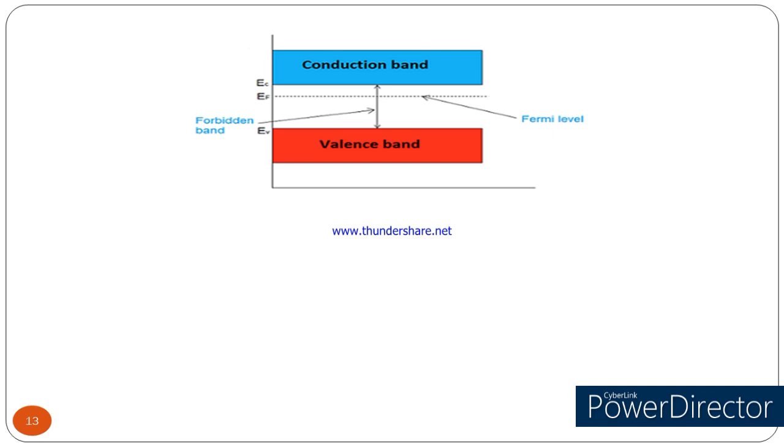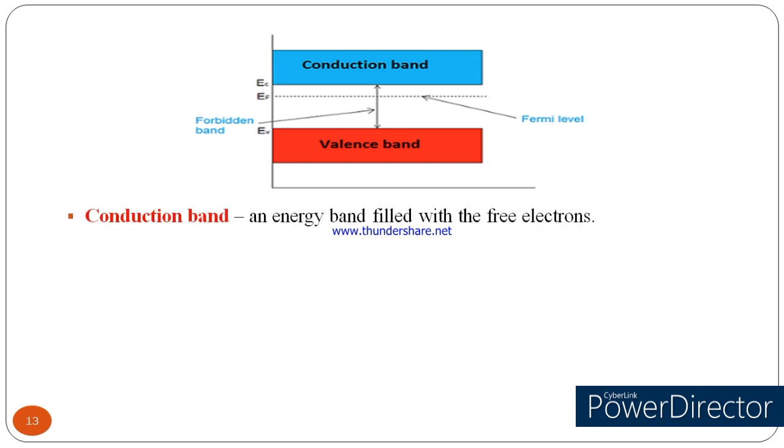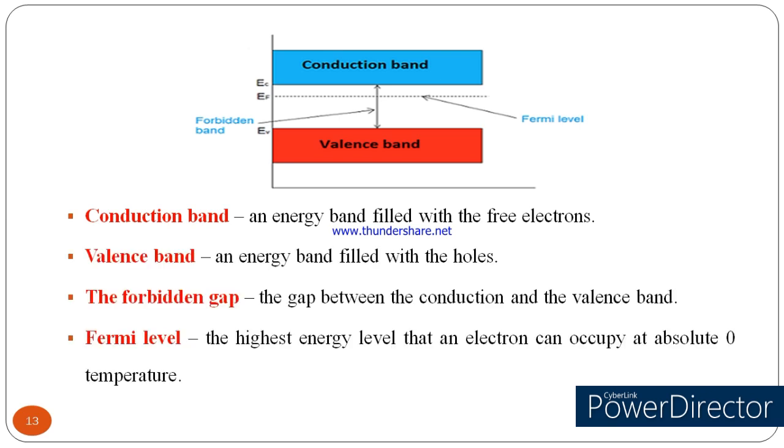As you can see from this diagram, the Fermi level is near to or close to the conduction band, but it's below the conduction band. Conduction band, an energy band filled with free electrons, and Fermi level is the highest energy level that an electron can occupy at absolutely zero temperature.